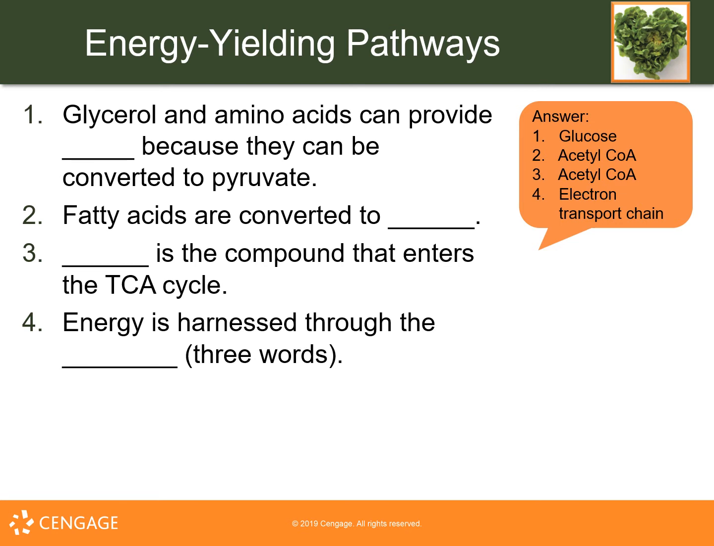Glycerol and amino acids can provide glucose because they can be converted to pyruvate. Fatty acids are converted to acetyl-CoA. Acetyl-CoA is the compound that enters the TCA cycle. Energy is harnessed through the electron transport chain.